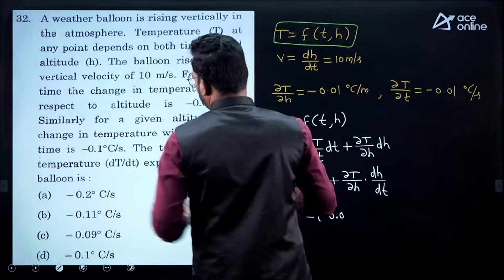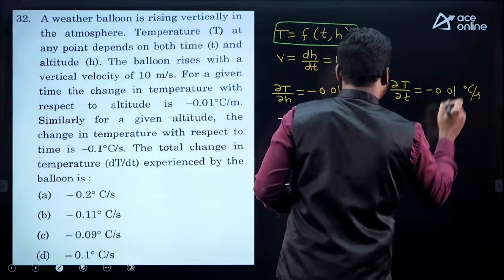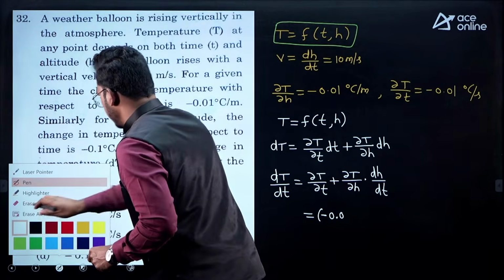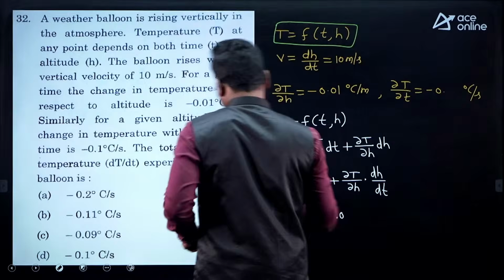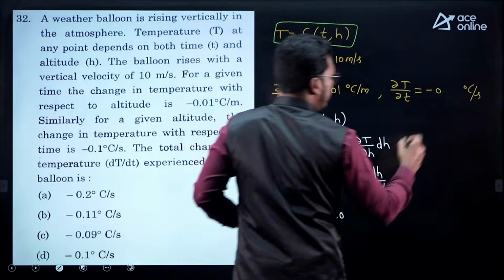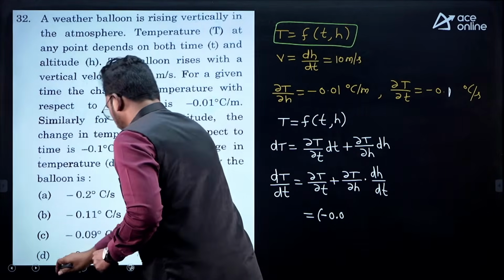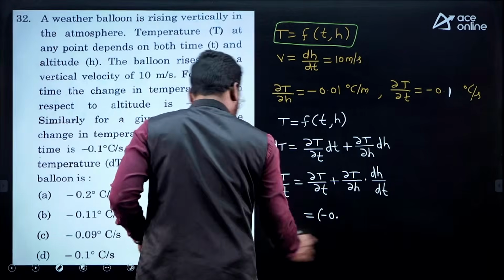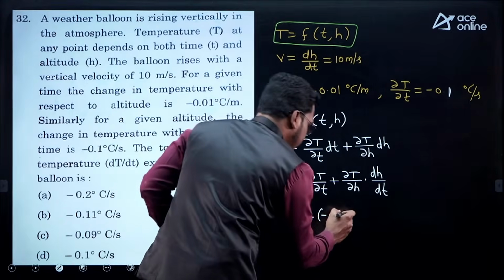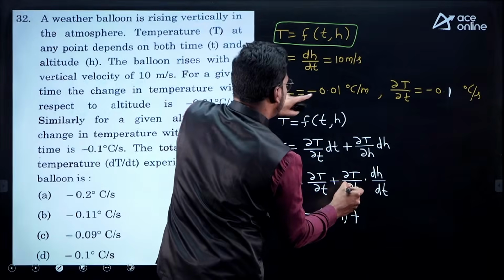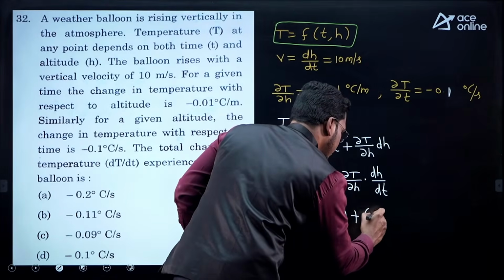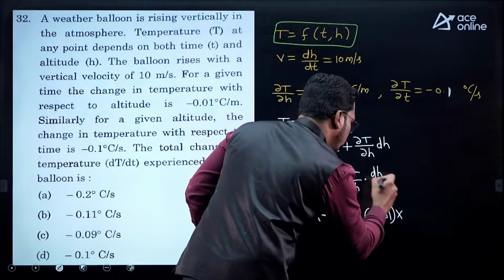It is minus 0.1. Yes, minus 0.1. Yes, sir. So it is minus 0.1. Yes or no? Okay. Minus 0.1 plus, this is given minus 0.01, minus 0.01 into velocity, which is given as 10.